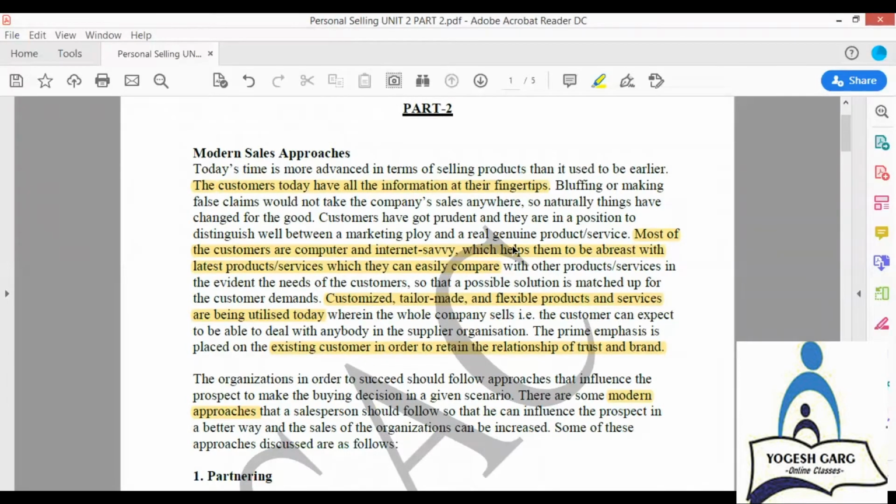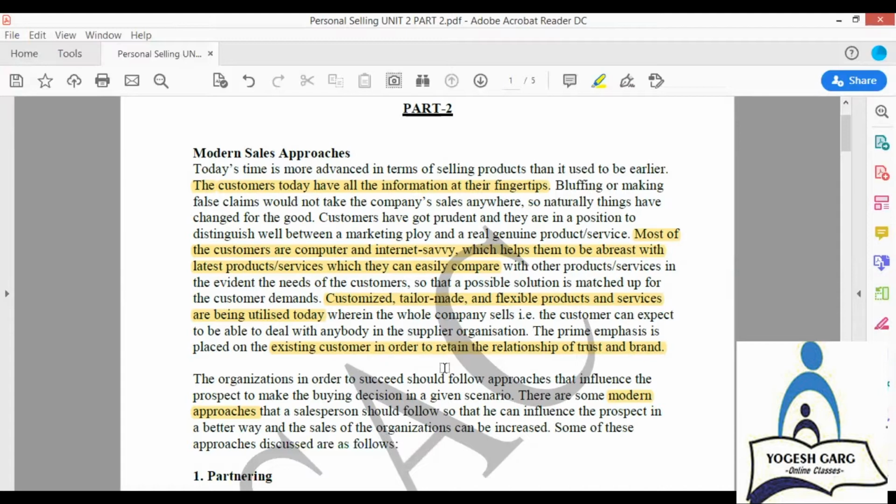Now in traditional approach we discussed that 1960s to 1980s was the part of standardized products, but in modernized techniques customized, tailor-made and flexible products and services are being utilized today, and the prime emphasis is placed on the existing customer in order to retain the relationship of trust and brand. Basically, again, the company has two main objectives only. First is to attract new customers, and second is to maintain good relation of trust and brand with the existing customers. So this is the basic introduction.